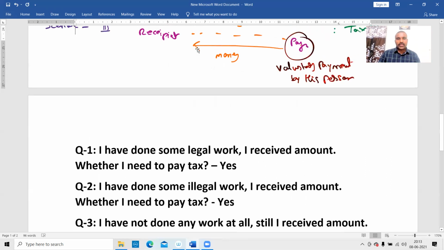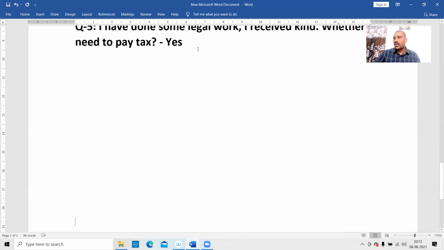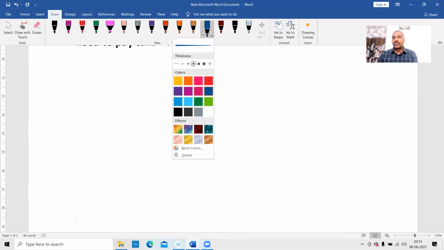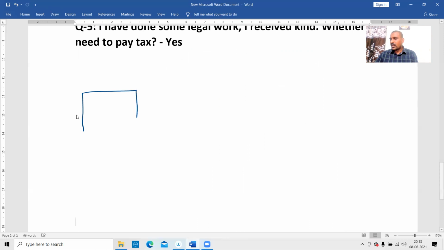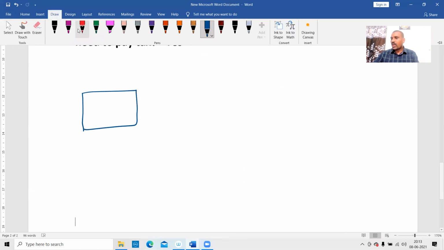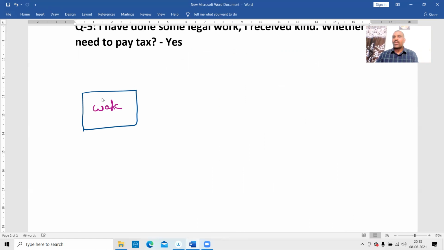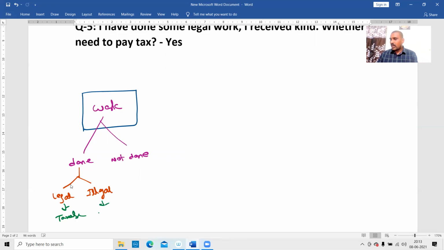If you look at this, there are 3 pillars we have to observe. First pillar is work done. What work we have done is relevant, whether it is legal or illegal, work done or not done. Whether it is taxable, sir? Yes, sir, it is taxable. Legal work is taxable, illegal work is taxable, work not done is also taxable.